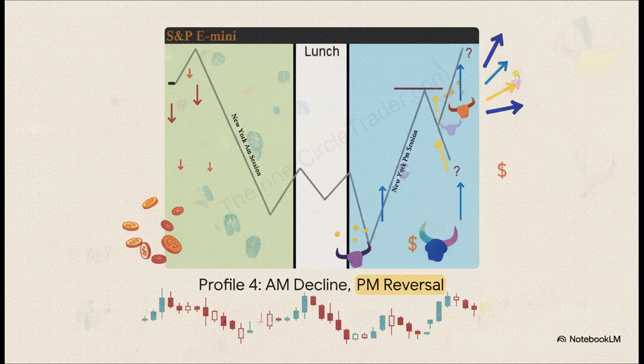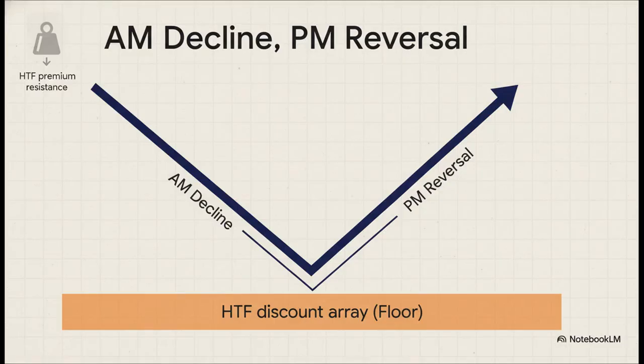And of course, we have the complete opposite, the AM decline, PM reversal. This is when the market looks like it's falling apart in the morning, just selling off hard, looking super weak, and then it hits a floor, finds its footing, and stages a massive rally into the close. And again, the logic is identical, just flipped. The market might have a bearish bias, but it's trading just above a major support level, that discount array.